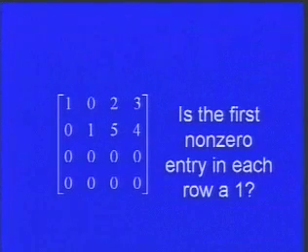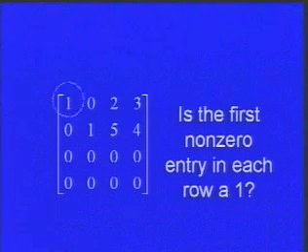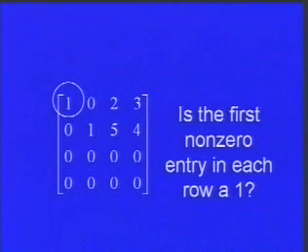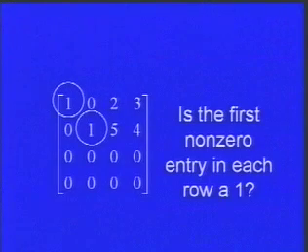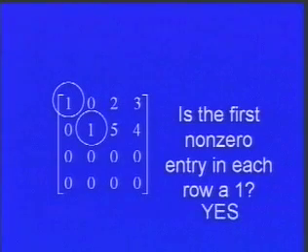Is the first non-zero entry in each row a 1? Well, in the first row, the first thing I see is a 1. In the second row, I have to go over one, but then I see a 1. So the first non-zero entry, going from left to right, in each row is a 1. So yes. Now move to the third condition.